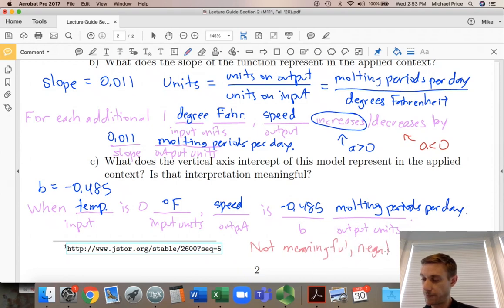Negative molting periods seems weird. That's the technical term, except that's not how weird is spelled. Oh, iPad, calm yourself. Okay. Yeah, so really, I don't know.